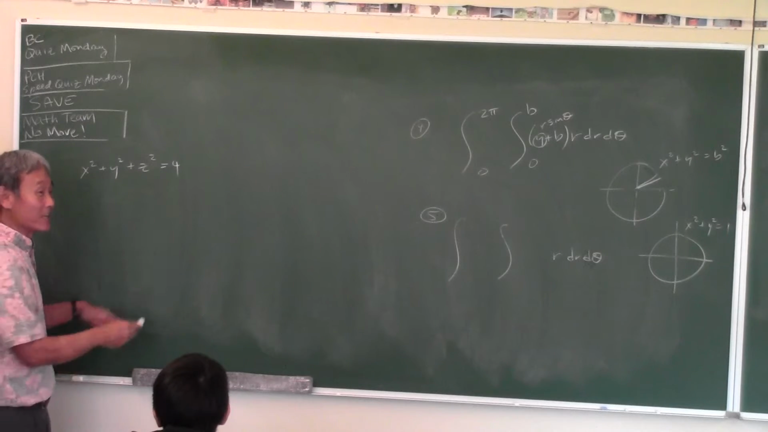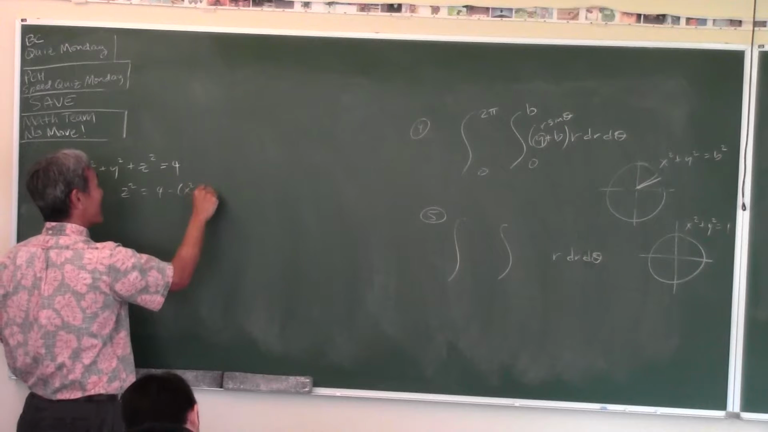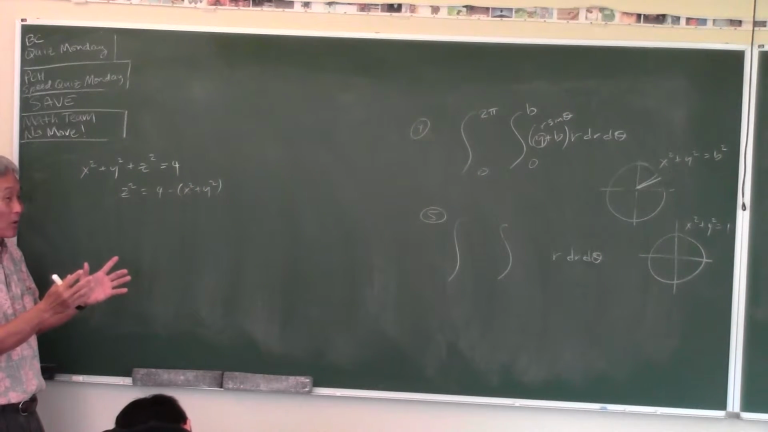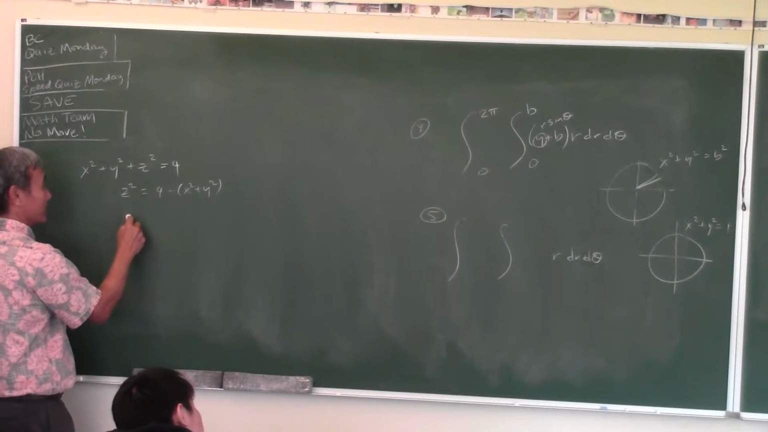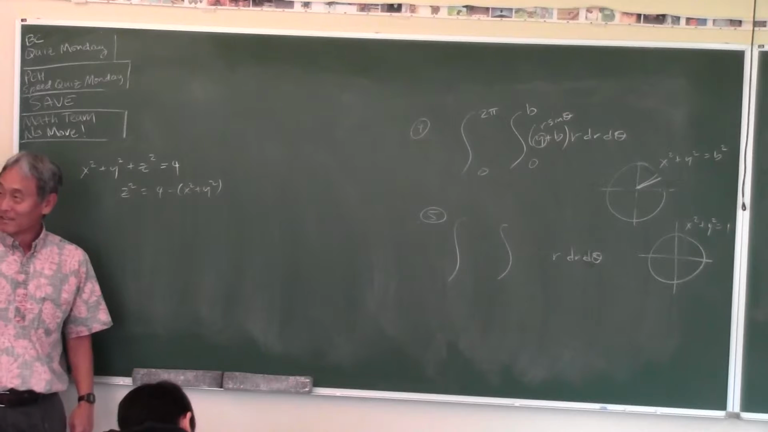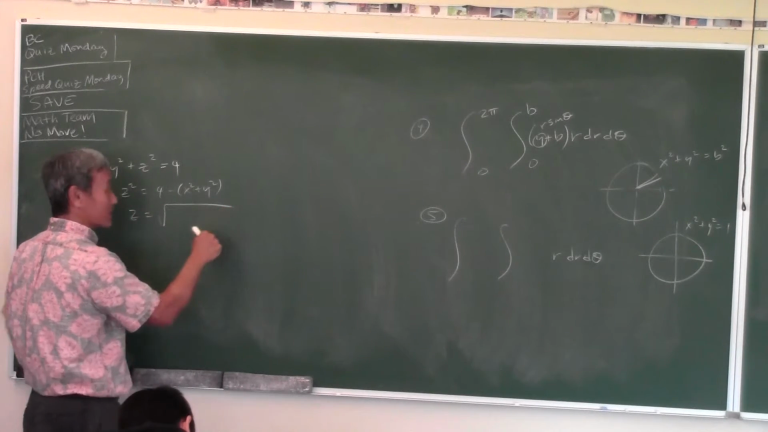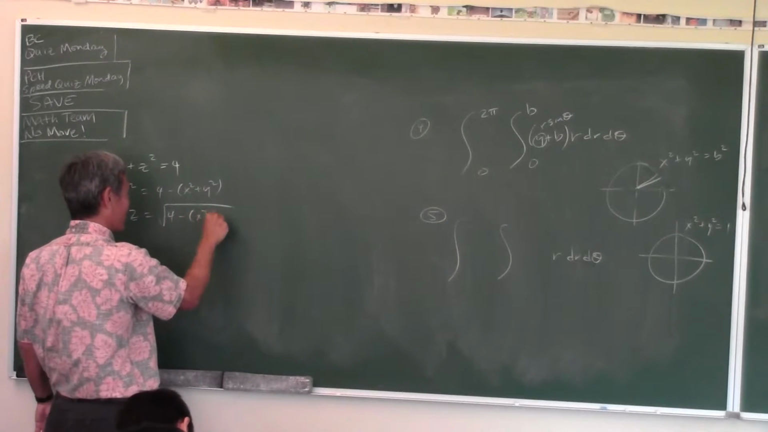Okay, how do you solve for z in this equation? Z squared is equal to 4 minus x squared plus y squared. See, anytime you have x squared plus y squared, that's a hint you're going to do polar coordinates, because x squared plus y squared is r squared. The 4 is given in the problem. We're trying to solve for z. Z equals the square root, because it's going to be the upper half, of 4 minus x squared plus y squared.